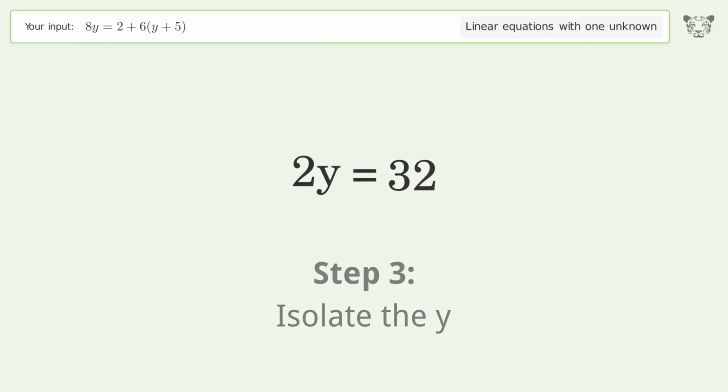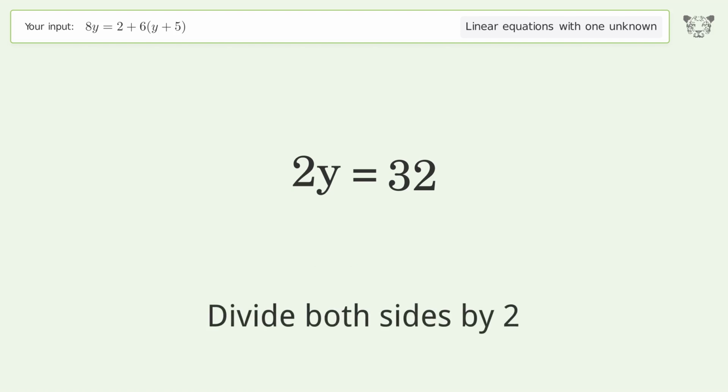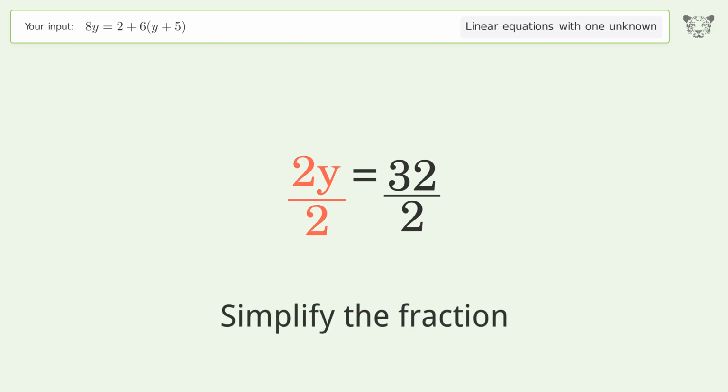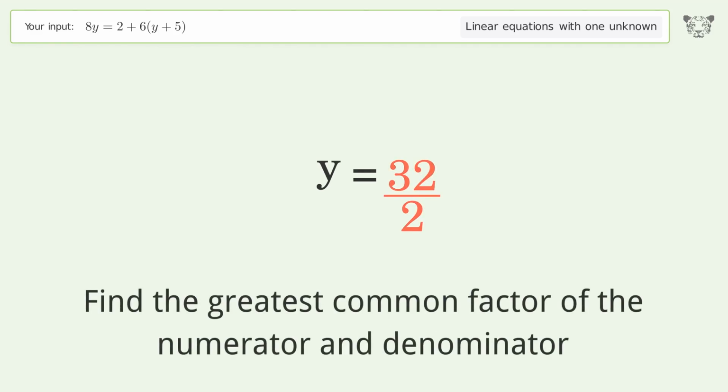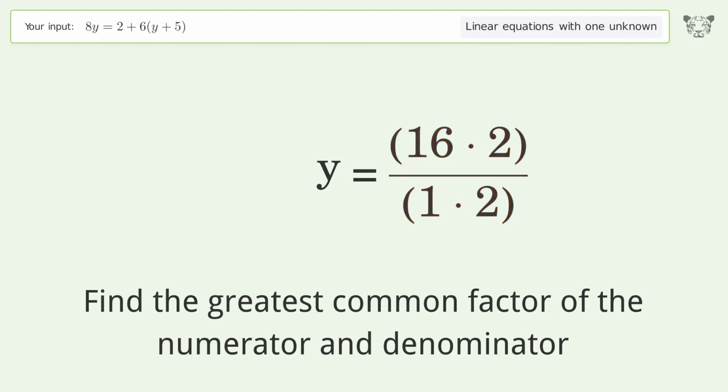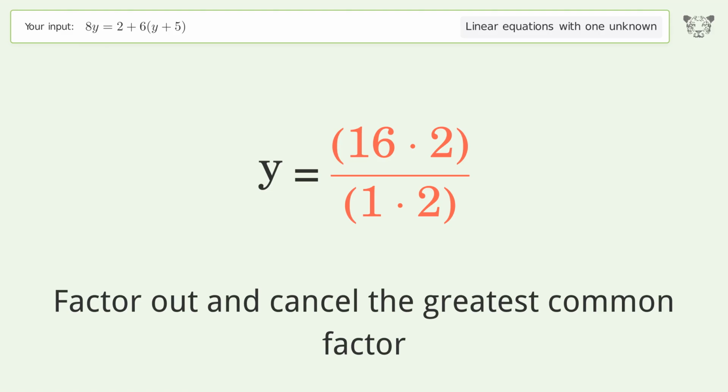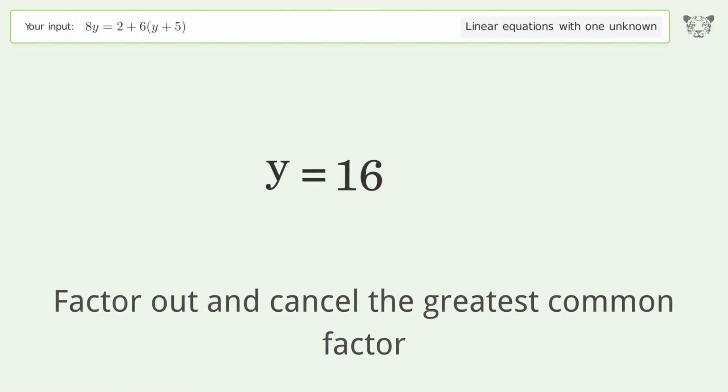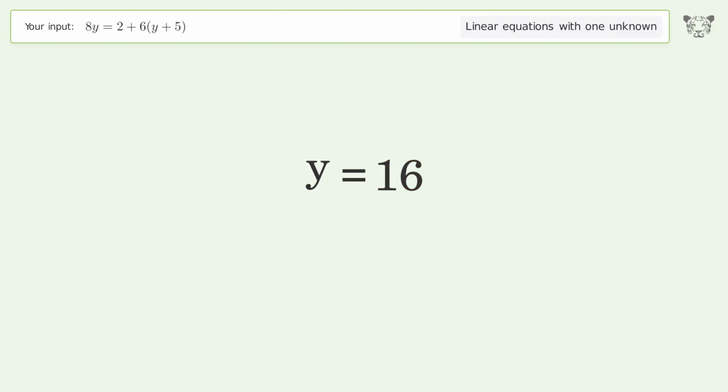Isolate the y. Divide both sides by 2. Simplify the fraction. Find the greatest common factor of the numerator and denominator. Factor out and cancel the greatest common factor. And so the final result is y=16.